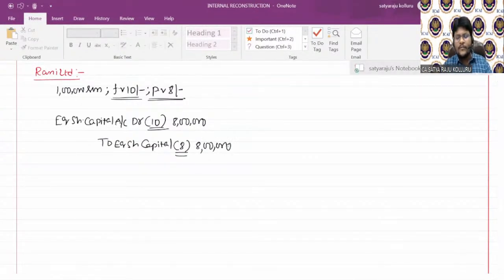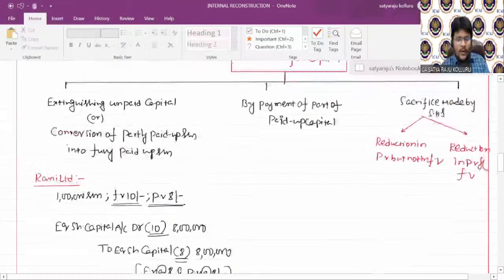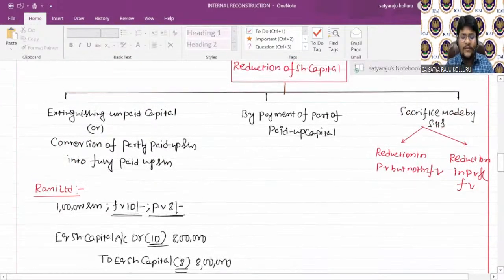So the entry is equity share capital account debit, 10 rupees face value, to equity share capital account, 8 rupees face value. Now the face value is 8 rupees and the paid up value is also 8 rupees. After this, what happened? The face value is at the rate of 8 rupees and the paid up value is also at the rate of 8 rupees. If you observe, conversion of partly paid up shares into fully paid up shares happened through extinguishment of unpaid capital. This is nothing but reduction of share capital.